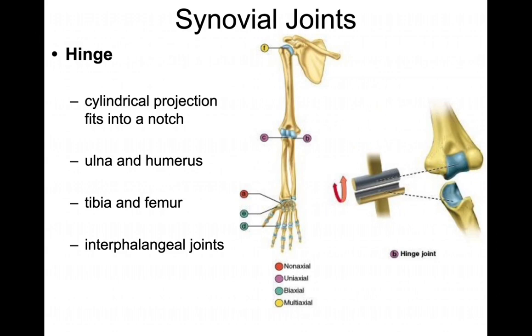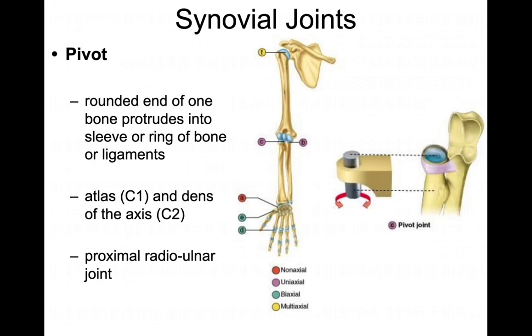Hinge joints, so you've got a cylindrical projection that fits into a notch. It looks a lot like what you have as a hinge for a door. The ulna and humerus will do this, so this is going to allow you to bend your elbow. The tibia and femur allow you to bend your knees, and there are the interphalangeal joints in your fingers.